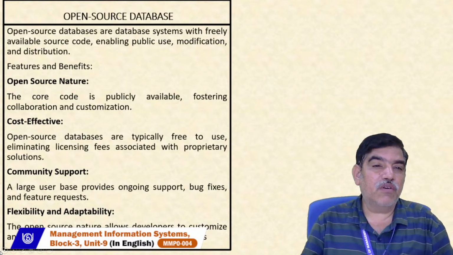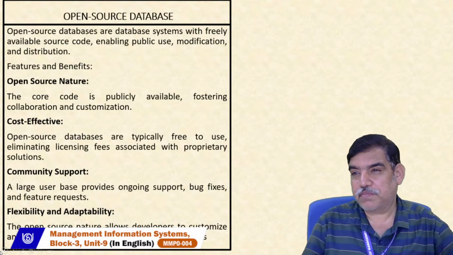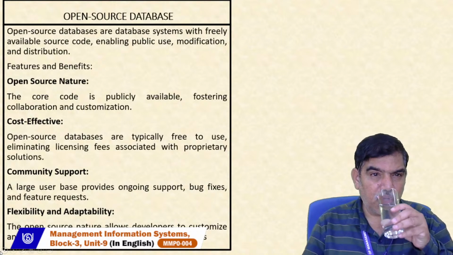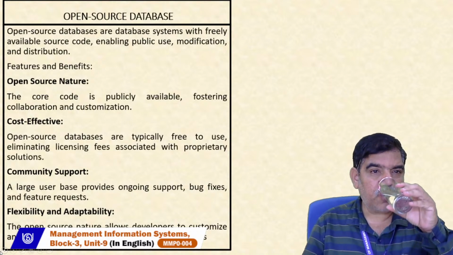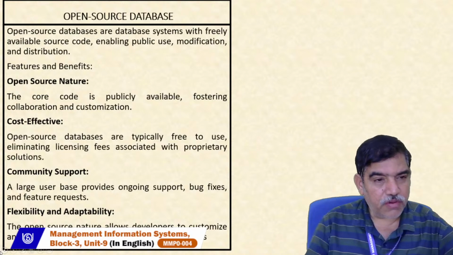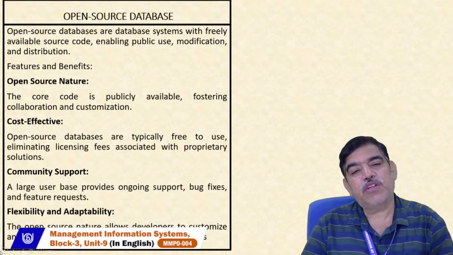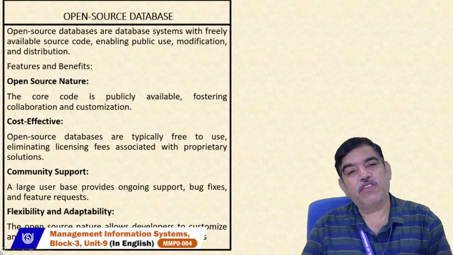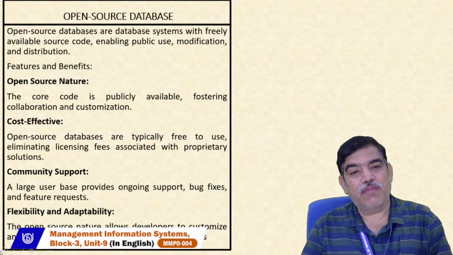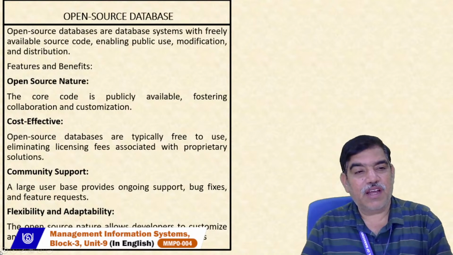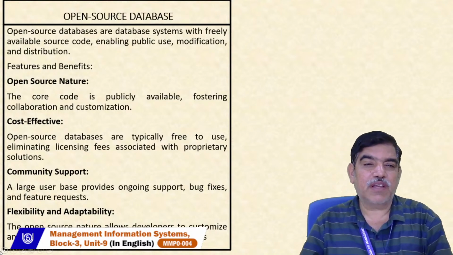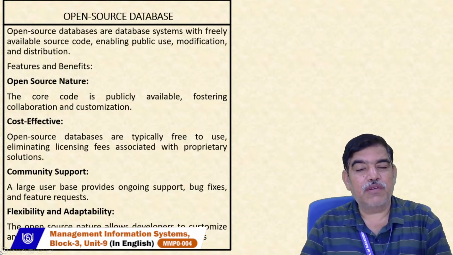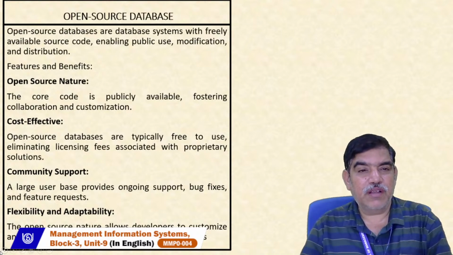Then we discuss about the open source database. What is that open source database? Open source databases are database systems with freely available source code, enabling public use, modification, and distribution. Means the open source databases are available to the public, and the public can modify and distribute them as per their needs.